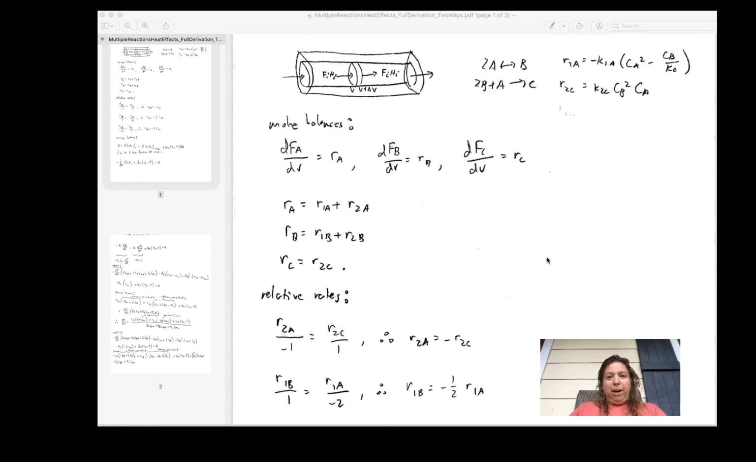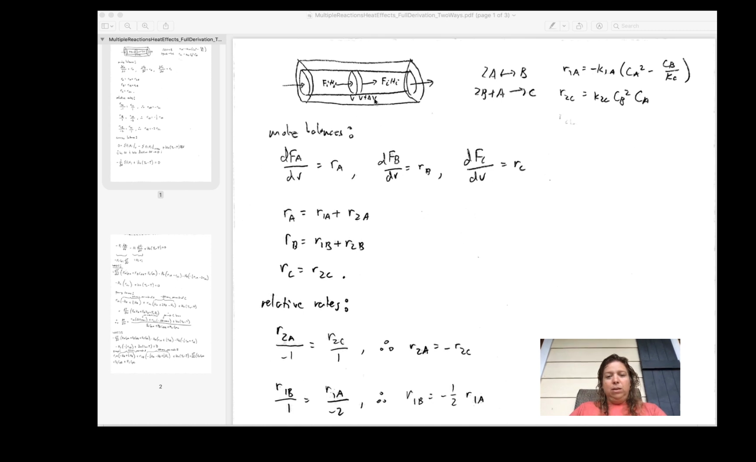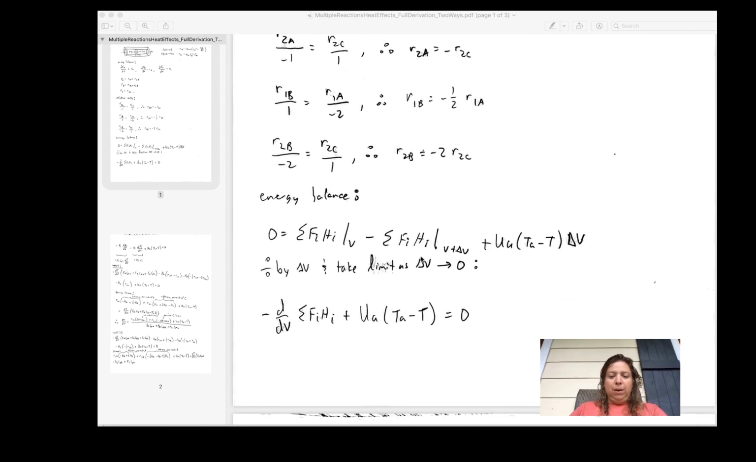Next, I'm going to do the energy balance. So again, we take this volume slice to do the energy balance on. Coming in, we have flow rates times enthalpies, specifically heats of formation. And coming out, we have flow rates times enthalpies, specifically heats of formation. We're doing this over an infinitesimally small volume slice, starting at V and going to V plus delta V, where delta V is going to approach 0. I'm going to write this out as a sum to save space: sum of the flow rates times enthalpies coming in minus sum of the enthalpies times flow rates coming out, plus a heat exchanger term. We're doing the constant Ta case, so Ua times (Ta minus T) times delta V.